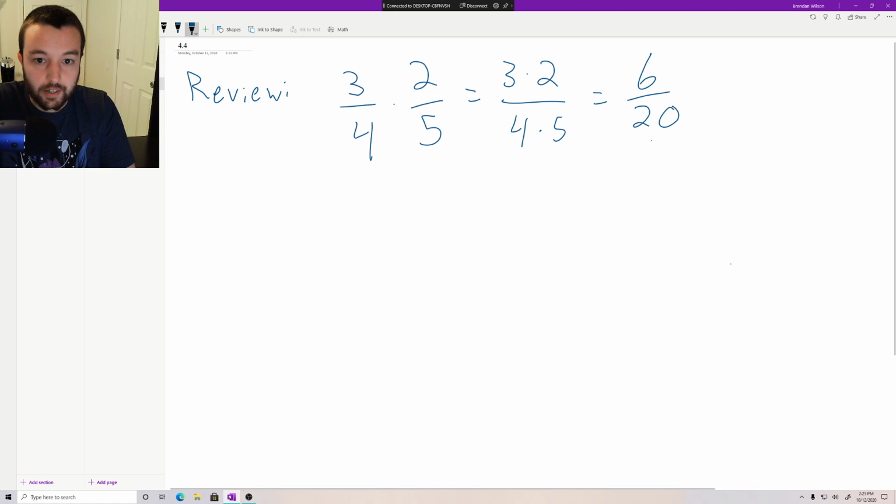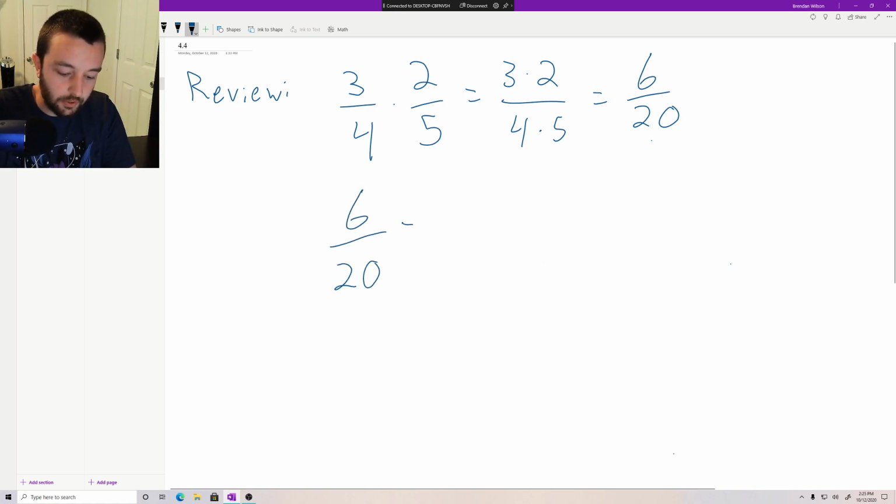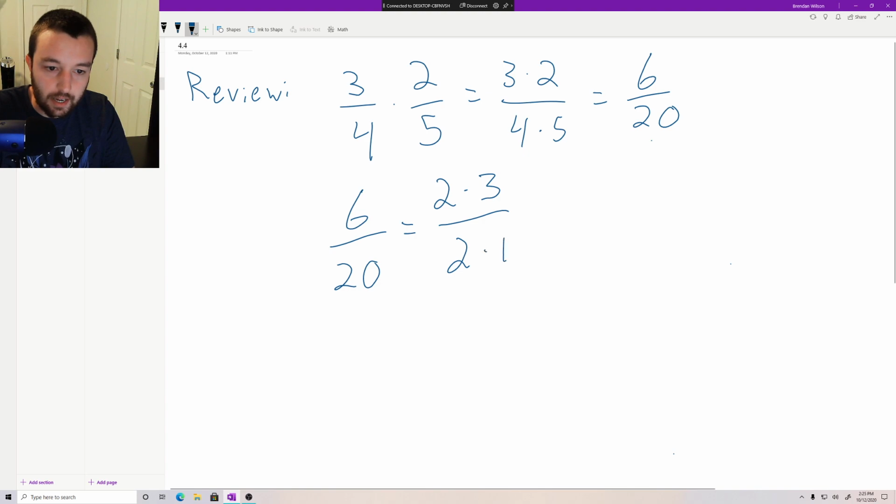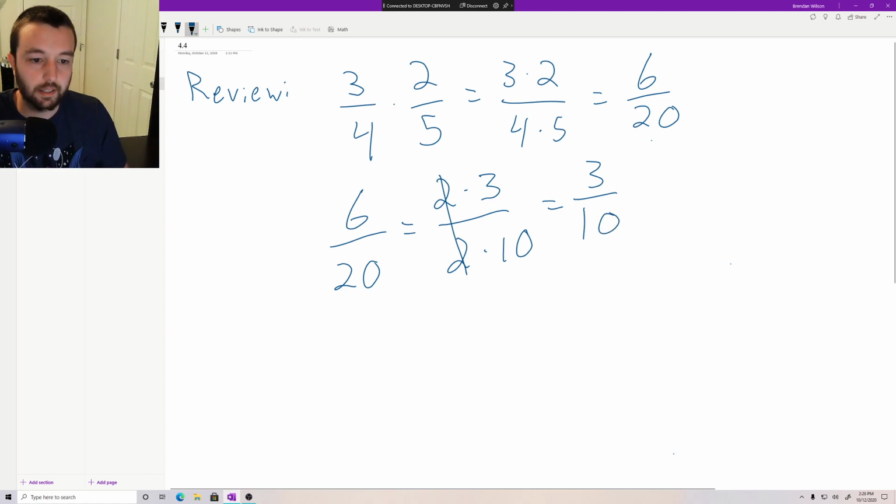Now, to reduce fractions, like this 6 over 20, for example, this can be reduced down a little further, because notice that 6 is equal to 2 times 3, 20 is equal to 2 times 10, so we can cancel the 2's out and just get 3 over 10. Okay, so we're looking for a common factor between the two, because when we do that division, we just get 1, and 1 times anything doesn't change what the thing is.